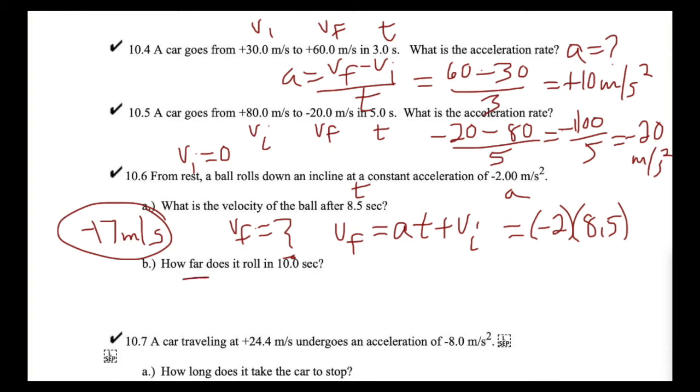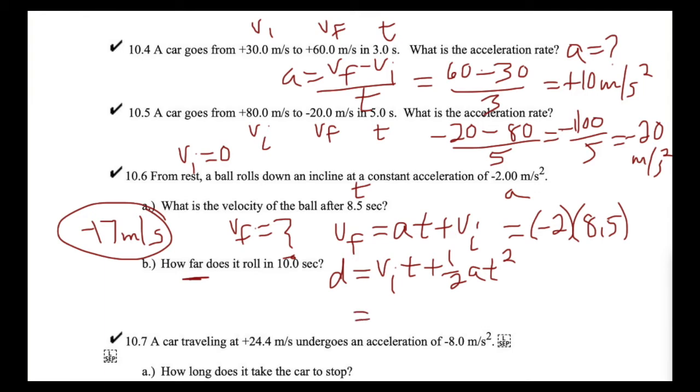How far? That's a D, so I need a D equation. I do have a final velocity now, but I'm not going to use it. There are two different equations I could use, but I'm just going to use the first one still. So I'm going to use D equals VI T plus 1/2 AT squared.